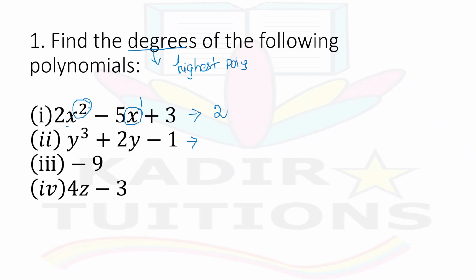And what about the second one? For the second polynomial, over here the power is 3 and here 1. So the highest degree is 3. That is, the highest power is 3. So the degree of the polynomial is also 3.